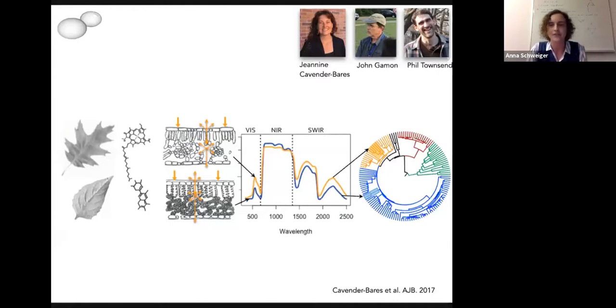So these ideas were developed to a large part during a Dimensions of Biodiversity project under the lead of Jeannine Cavender-Bares at University of Minnesota with John Gamon and Phil Townsend as co-PIs. And I encourage you to look up Jeannine's essay in American Journal of Botany from 2017, which particularly mentions this idea of spectra as integrated measures of plant form and function.